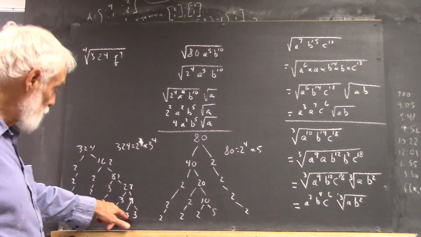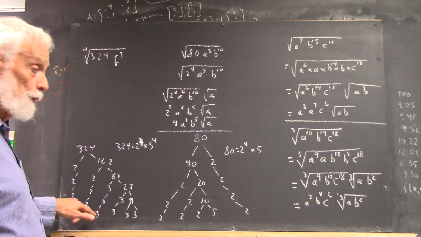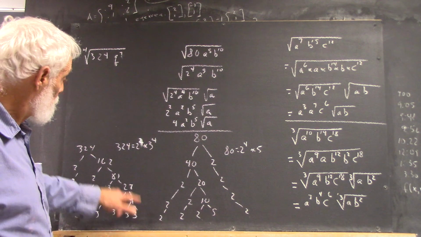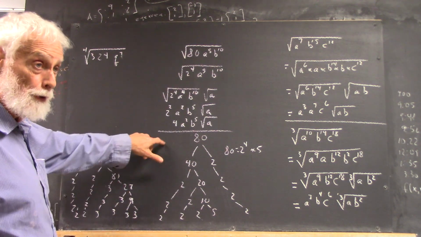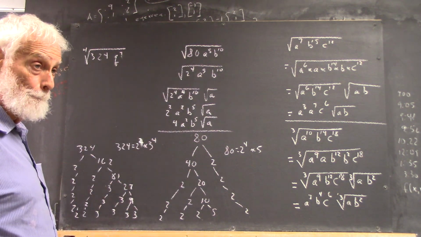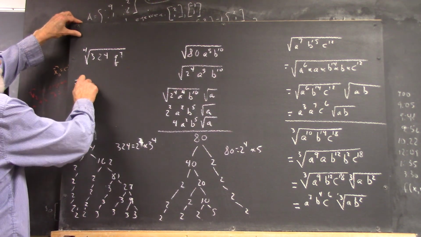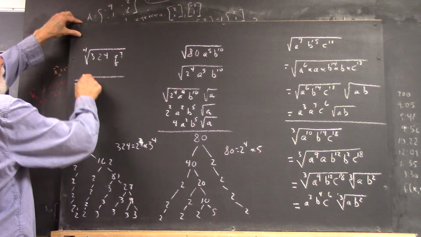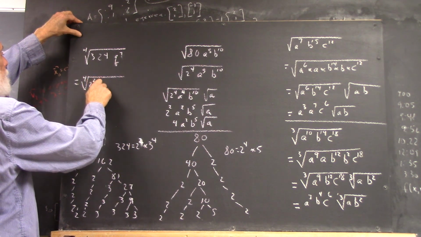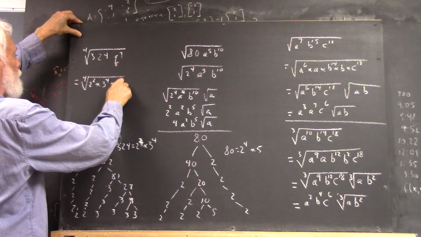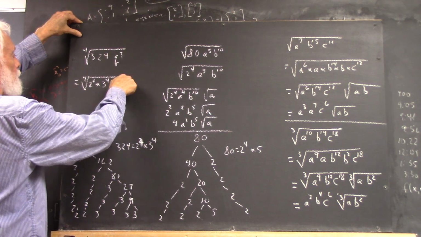Of course, 9 is 3 times 3, so now we've got 2 times 2 times 3 times 3 times 3 times 3, which is 2 squared times 3 to the fourth. We do that because now we can write this as the fourth root of 2 squared times 3 to the fourth times q to the seventh, right?